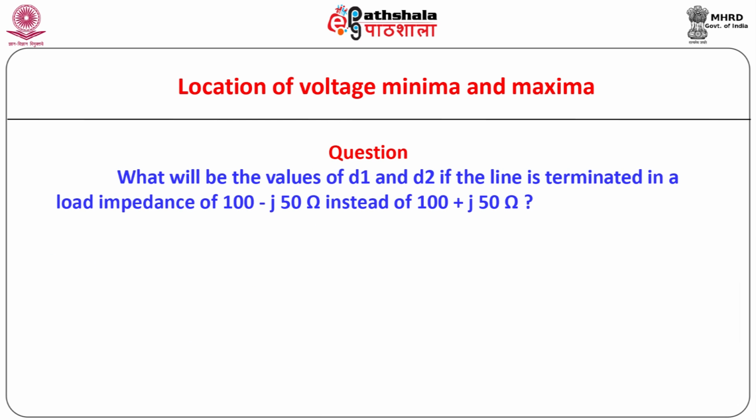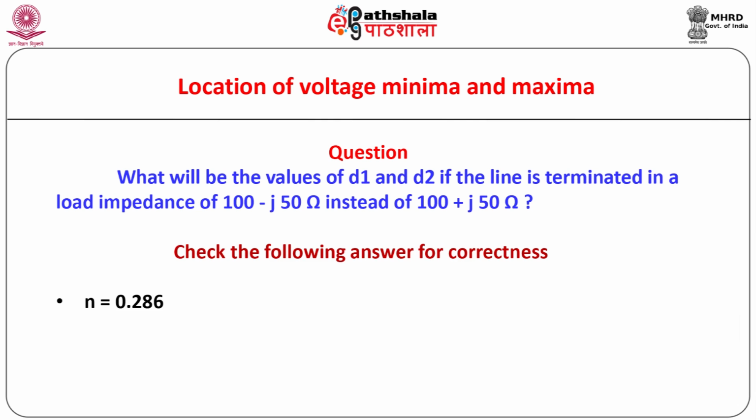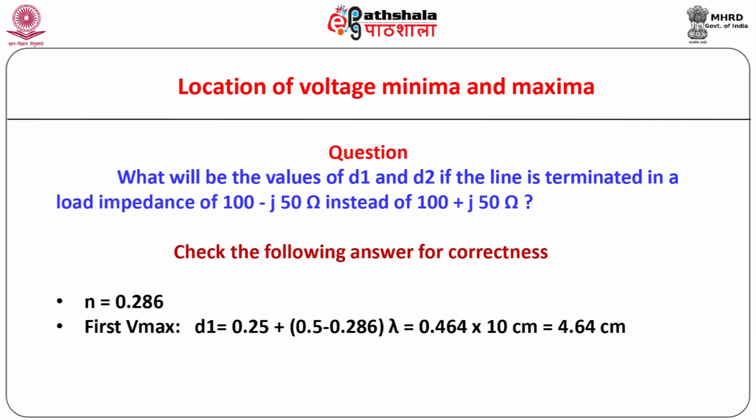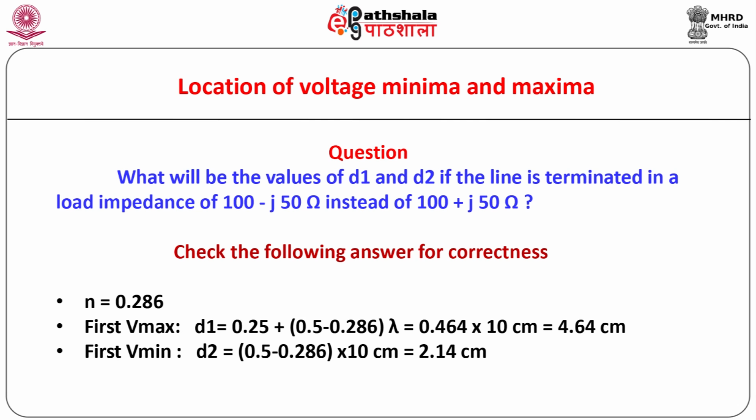Step number 9. Now, in the problem under consideration, what will be the values of D1 and D2 if the line is terminated in the load impedance of 100 minus j50 instead of 100 plus j50 ohm? Read and think over steps 4 to 7 carefully, and you will find that n is equal to 0.286. The first Vmax is at a distance d1 equal to 4.64 centimeter, and the first Vmin will be at a distance d2 equal to 2.14 centimeter, while VSWR rho has the same value 2.6.